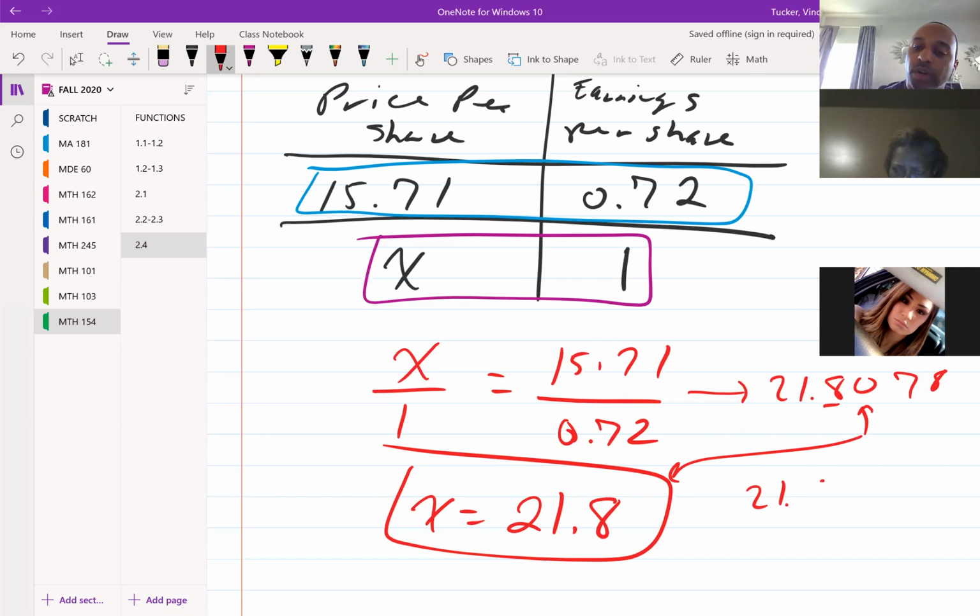But if I had 21.89, then I would round it up to 21.9.